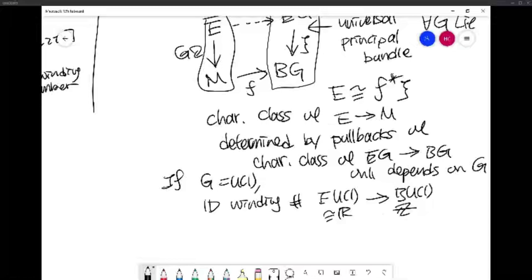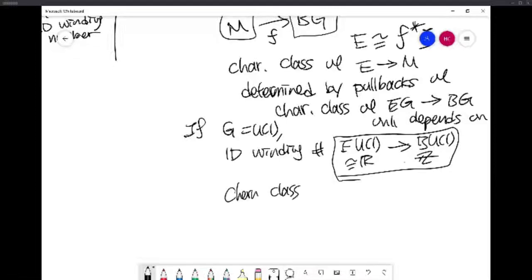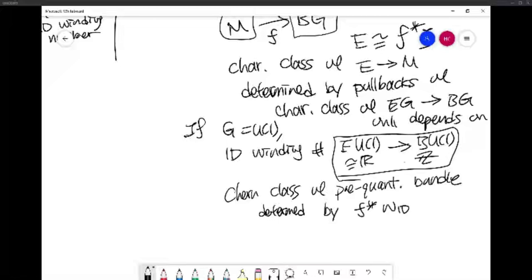And we can understand principal U1 bundles, such as the pre-quantum bundle that we were talking about before, that determines your wave function, right? So those kinds of bundles are completely determined by the pullback of this specific bundle here. So in this sense, the Chern class of the pre-quantum bundle is determined by the pullback of your 1D winding number. Well, the Chern number.